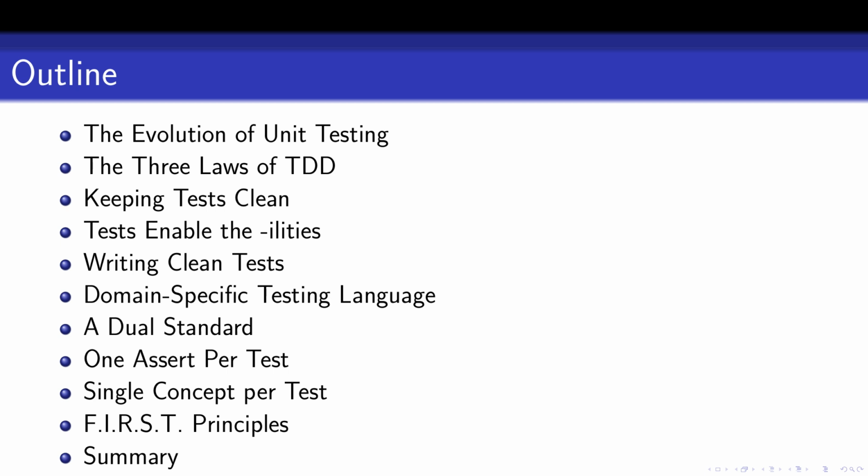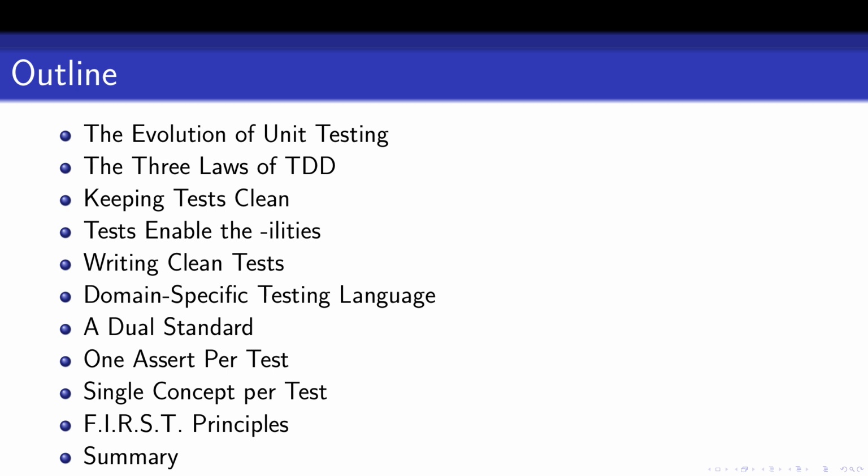Today's video follows a roadmap of several topics related to unit testing in software engineering. We kick off with the evolution of unit testing, how it went from a chaotic afterthought to a disciplined craft. Then, we'll explore the 3 laws of test-driven development, a game changer for writing code with confidence. Next, we'll tackle keeping tests clean with a cautionary tale you won't forget. After that, we'll see how tests enable the abilities, those qualities like flexibility and maintainability that keep software alive.